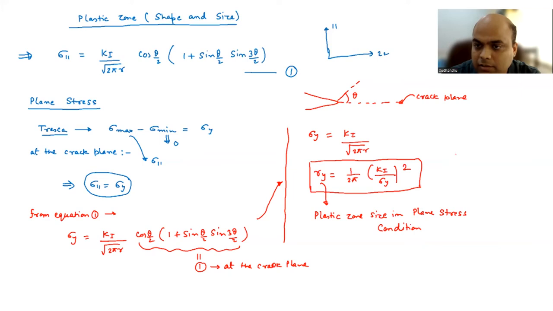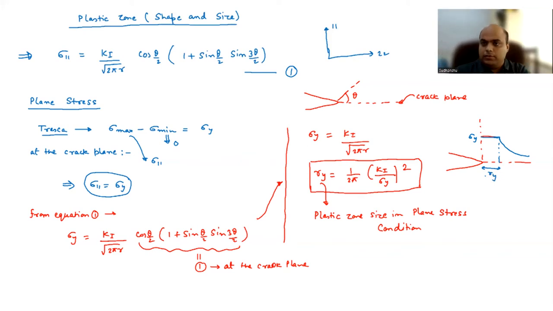Okay, that means if I have this notch here, from our previous discussion, we found out that sigma yy is going to vary something like this. Right, so this is your sigma y, or sigma 11, going to vary like this. So this length is your ry. If the stress is above this, and again assuming it to be perfectly plastic, this particular region your material is deforming plastically, so that is your plastic zone size. So this ry. And if the stress is below that, it is not going to deform, right? Okay, so this is in plane stress condition.